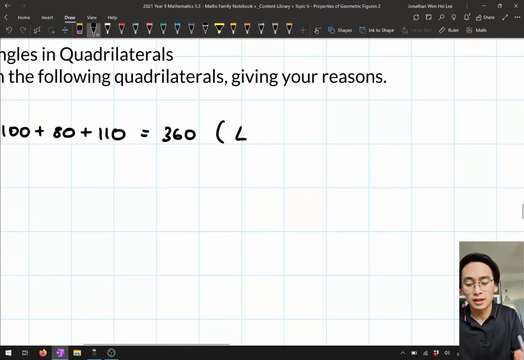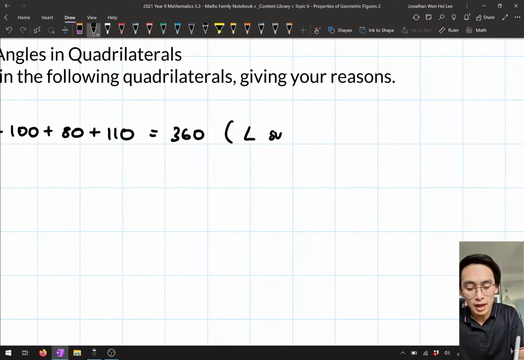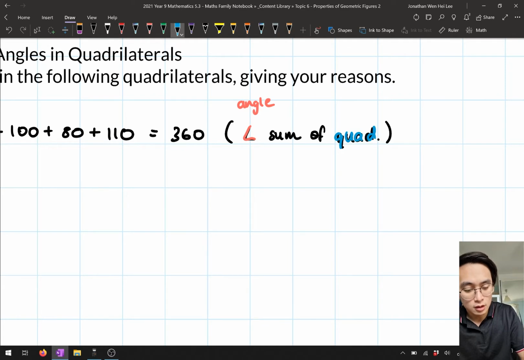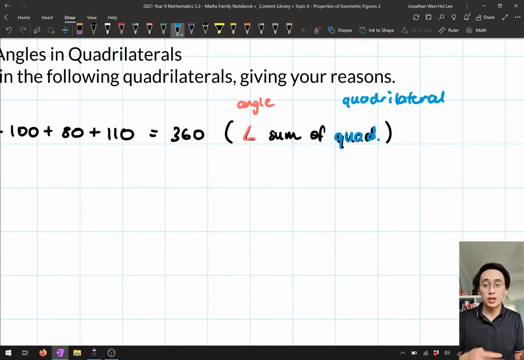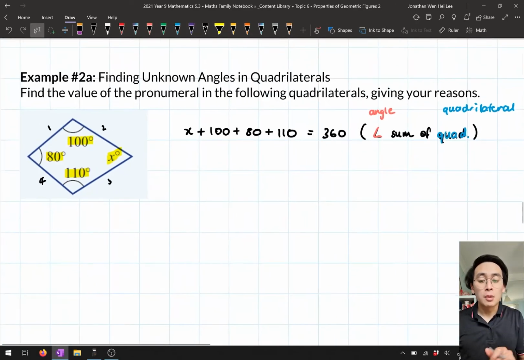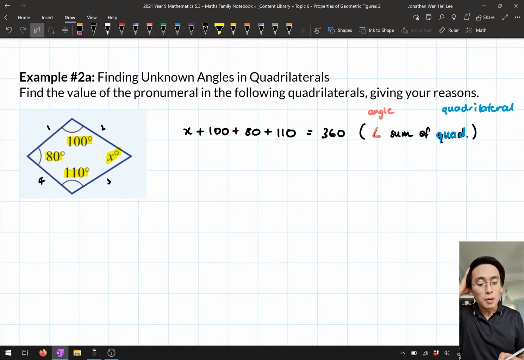So I'm going to write here angle, that's just the shorthand for angle sum of quadrilateral, and I'm going to shorthand it to quad just to make it easier to write. This symbol just means angle, and the quad at the end is short for quadrilateral. Whenever I add up all the angles inside a quadrilateral, a 4-sided shape, it's always going to equal 360 degrees.